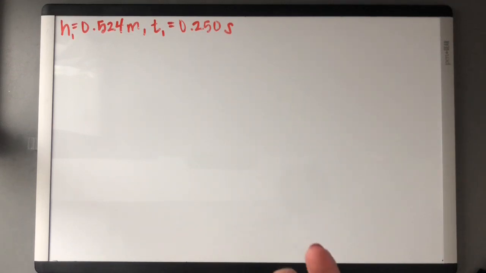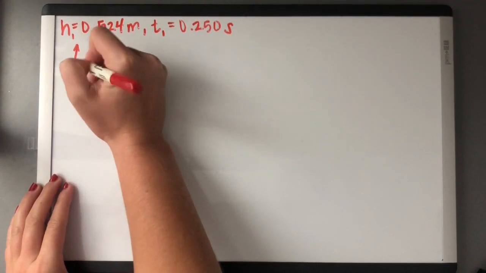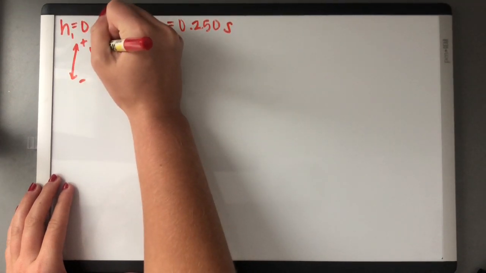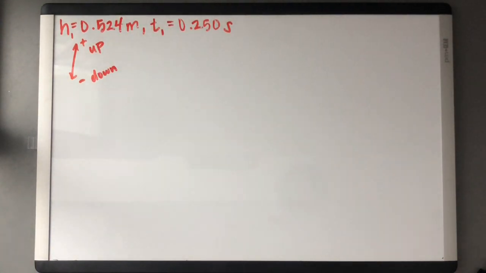So in this case, the armadillo, once he leaves the ground, is only being acted upon, or the only acceleration is acceleration due to gravity pulling him back towards the ground. We're going to set the positive direction as up and the negative direction as down. So I'm going to make a note of that for myself so that I know when he is going up, we're going to associate that with positive signs, and when he is moving down, like the acceleration due to gravity, we're going to associate that with negative signs.